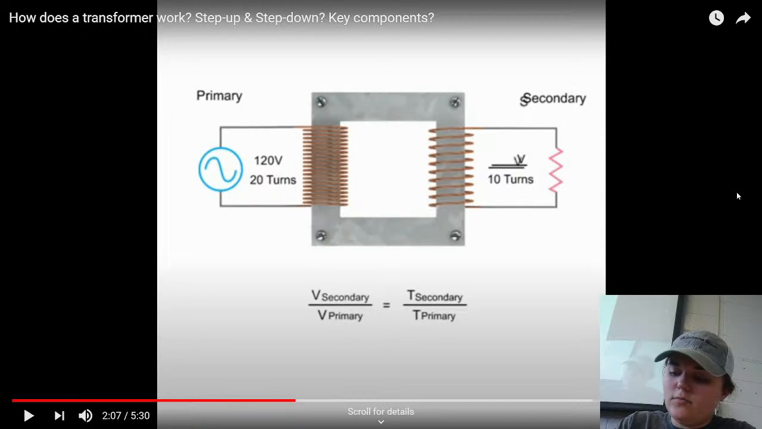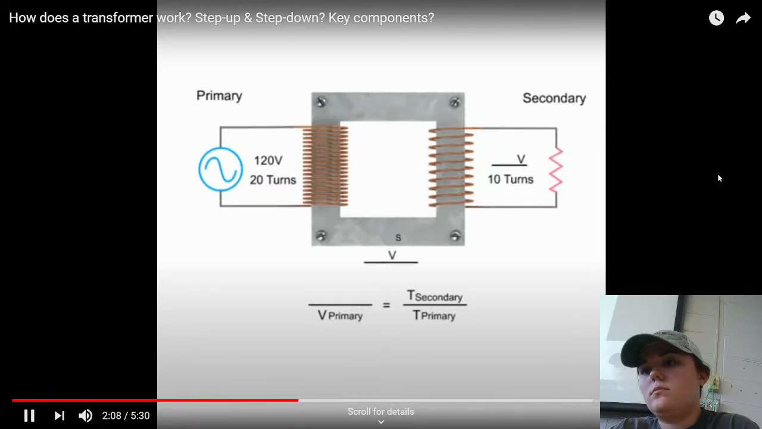Alright, so the formula is the voltage of your secondary, which we don't know what it is, over the voltage of your primary. So that's going to be 120 volts. So it's going to be V over 120 volts. And then it's going to be your turns of your secondary, so 10, over the turns of your primary, 20.